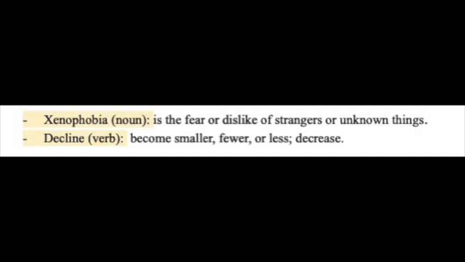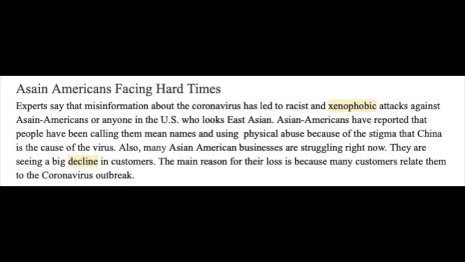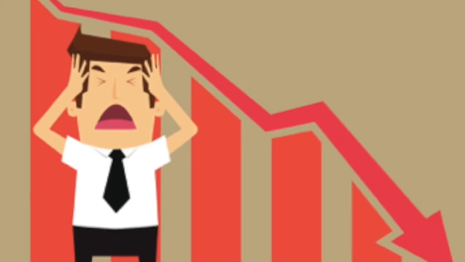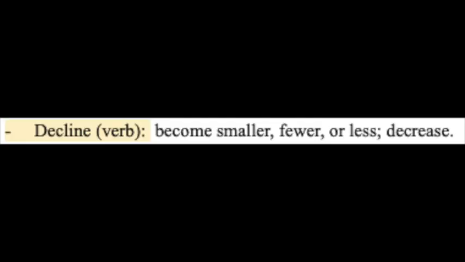Let's take a look at the next word, decline. It says here that it's a verb, and it means to become smaller, fewer, or less, to decrease. Another strategy that great readers do is go back to the text and look at the context of it. The sentence before it says that many Asian American businesses are struggling right now. We know that the word struggle means to not do so well, to need help. So if we're seeing a big decline in customers, it's safe to infer that the word decline means to go down, to struggle, to not be doing so well.